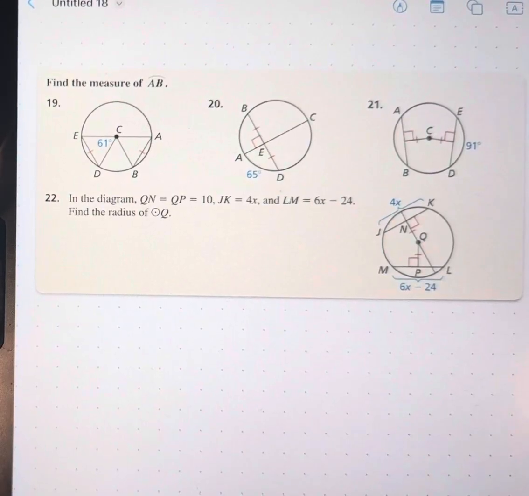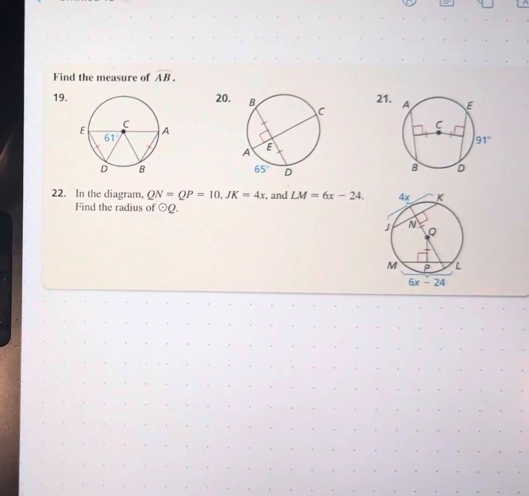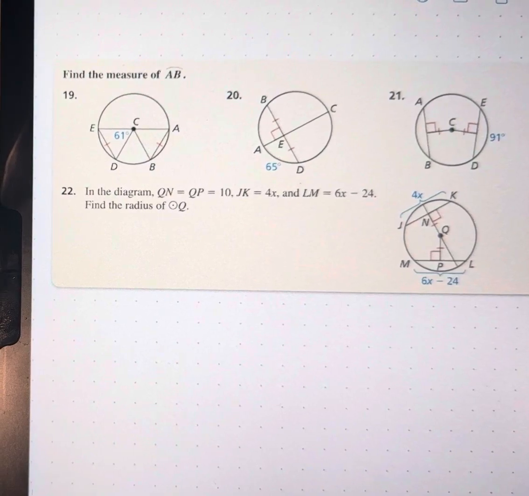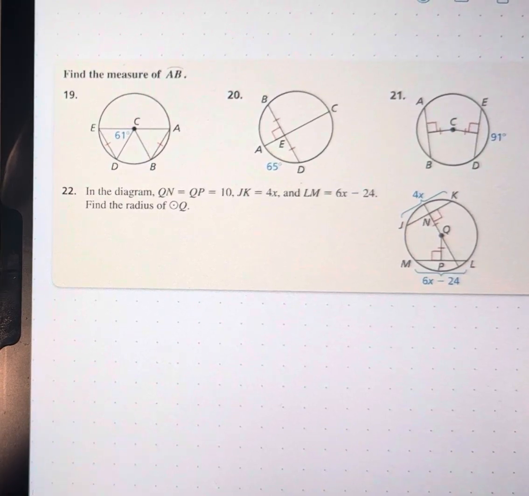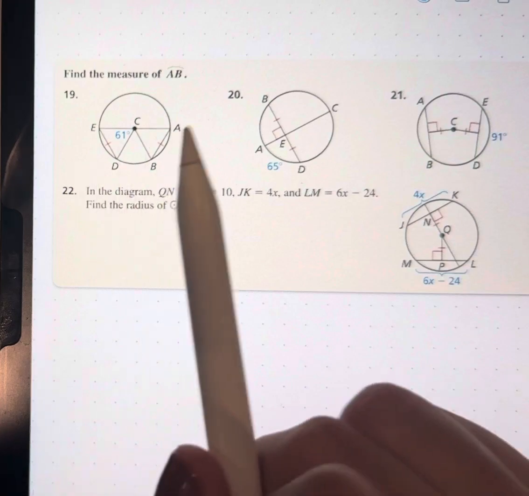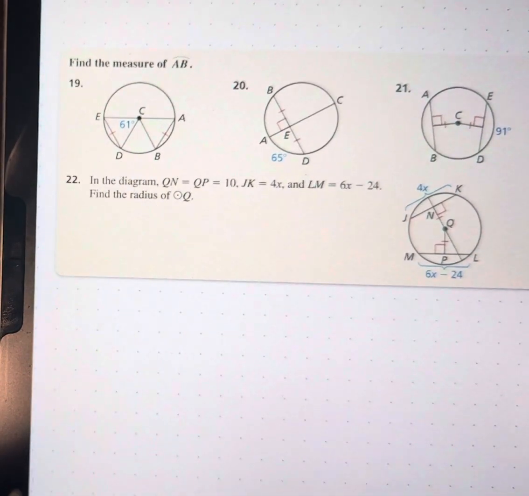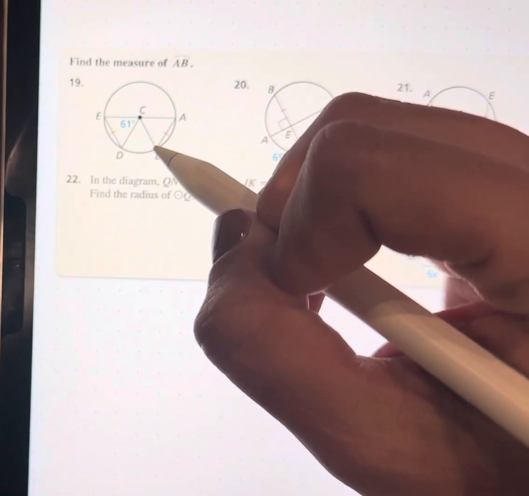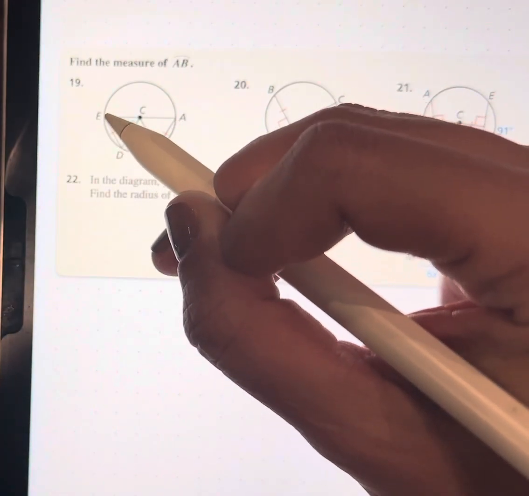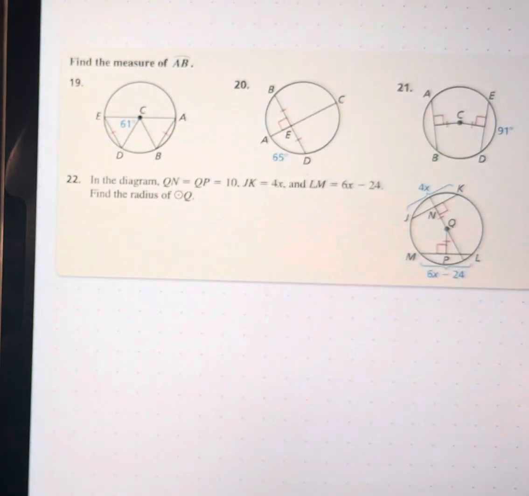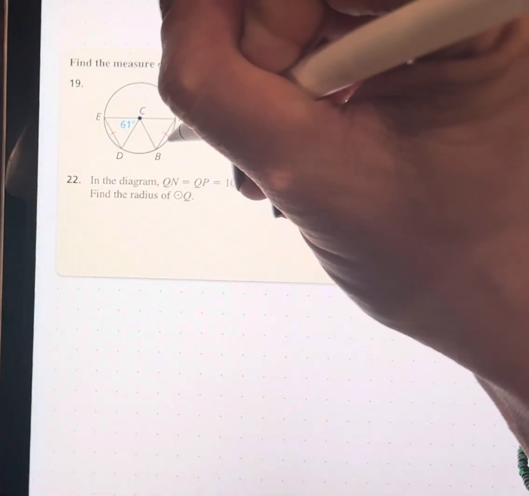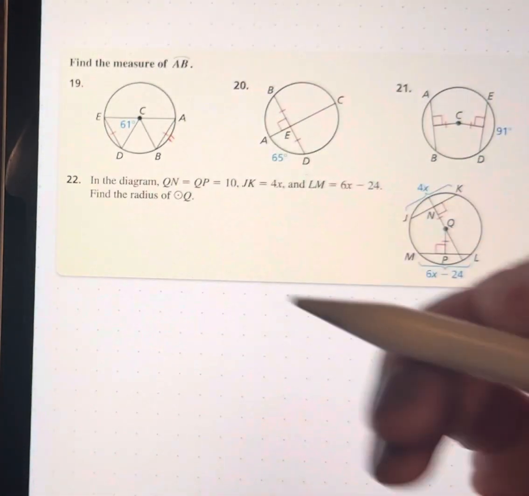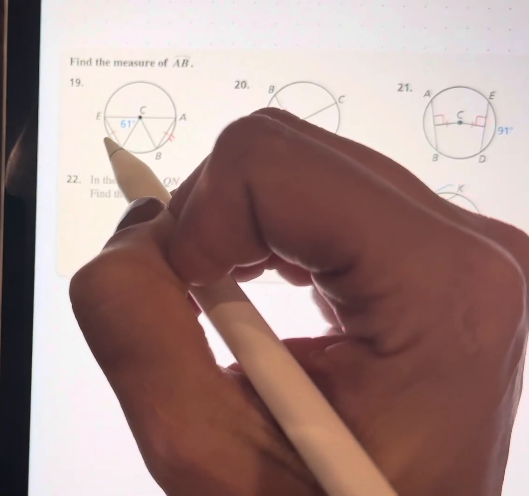Okay, and here we are at part 2 of the formative review, and let's take a look. So, number 19, find the measure of arc AB. Well, guys, congruent chords have congruent arcs. So since chord AB is congruent to chord ED, that means that arc AB has the same measure as arc ED.